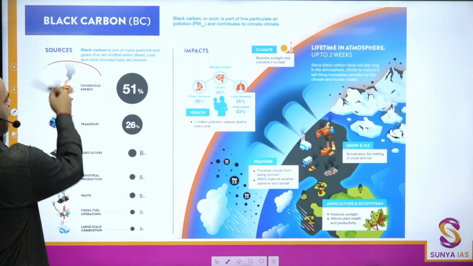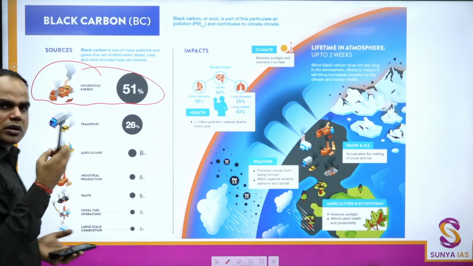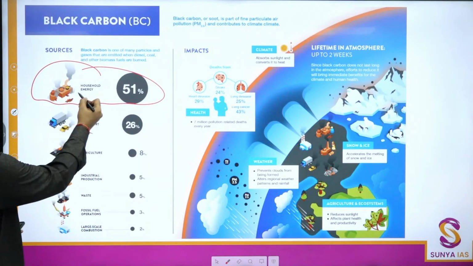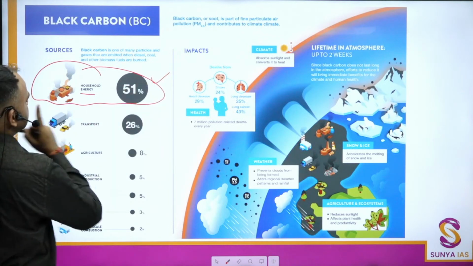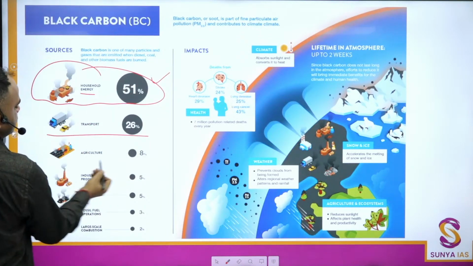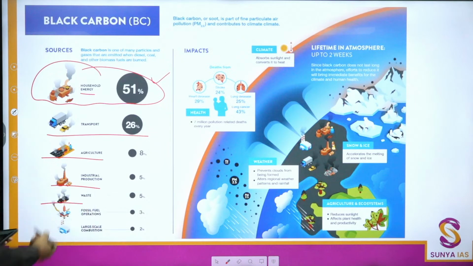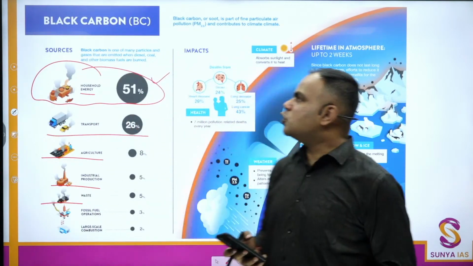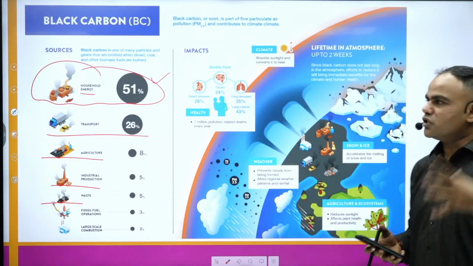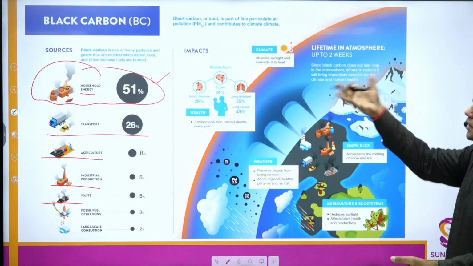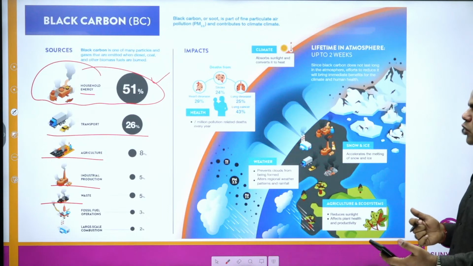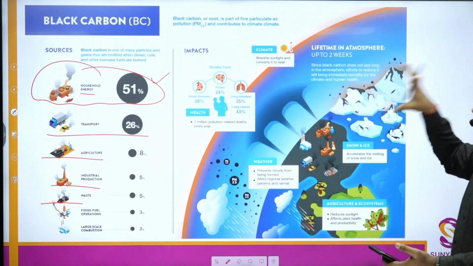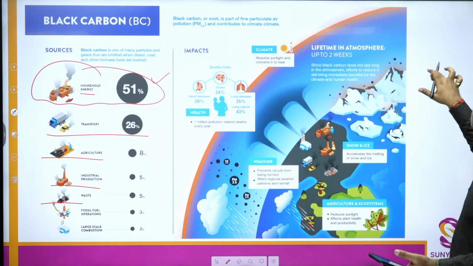A lot of this is emitted from household sources, chulha, etc. In the wooden, all these components, household energy is the biggest contributor. Then you have transport, agriculture, industrial, wastes, etc. So this is one of the issues related to black carbon, its sources of emission. Right? And because of this, a lot of deaths are going to happen. And again, formation of clouds, all these things will be impacted because of this. All right.